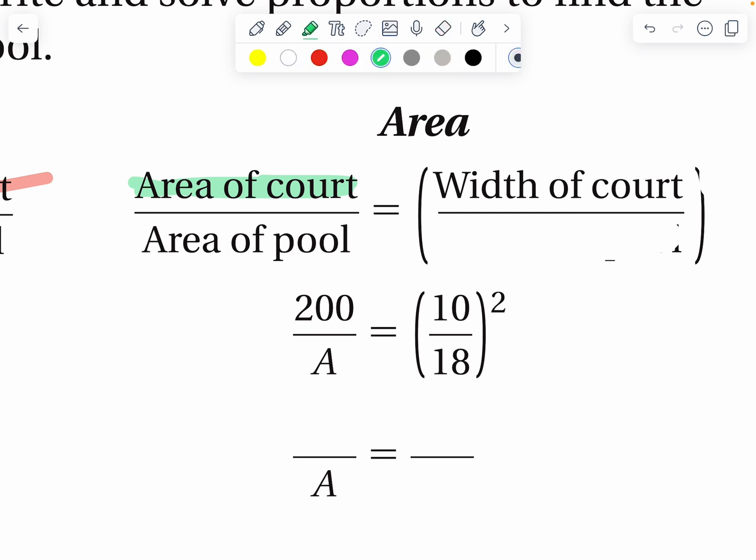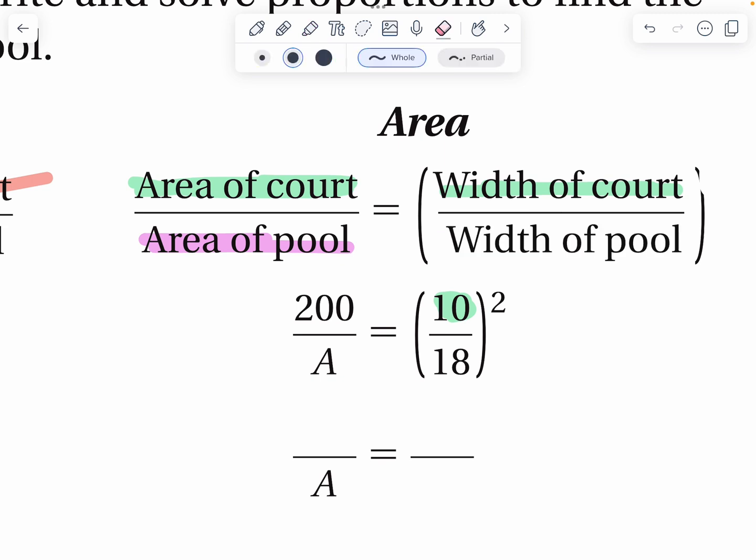Equals over the area of the pool, right? Is going to equal the width of the court, which we know is 10, right here, over the width of the pool. So the width and width. We're going width and width. Are you with me? I hope you're with me. All right. Now, the one thing you got to remember, it's area, squarea. So everything's going to be squared right here. Everything is going to get squared.